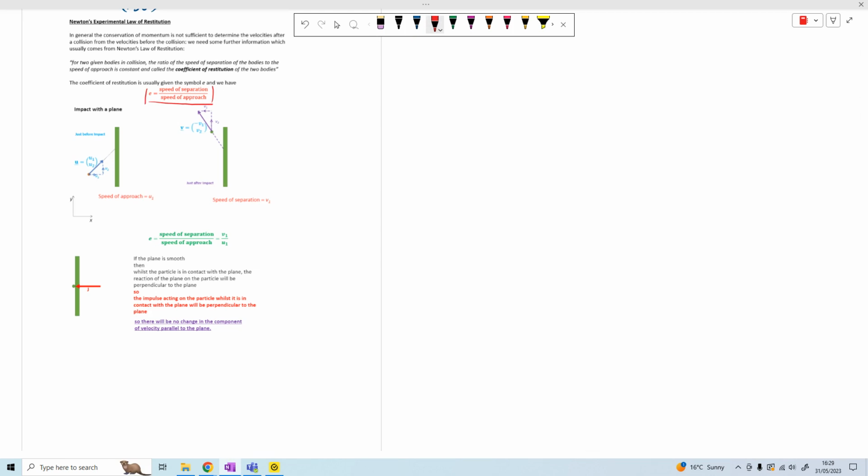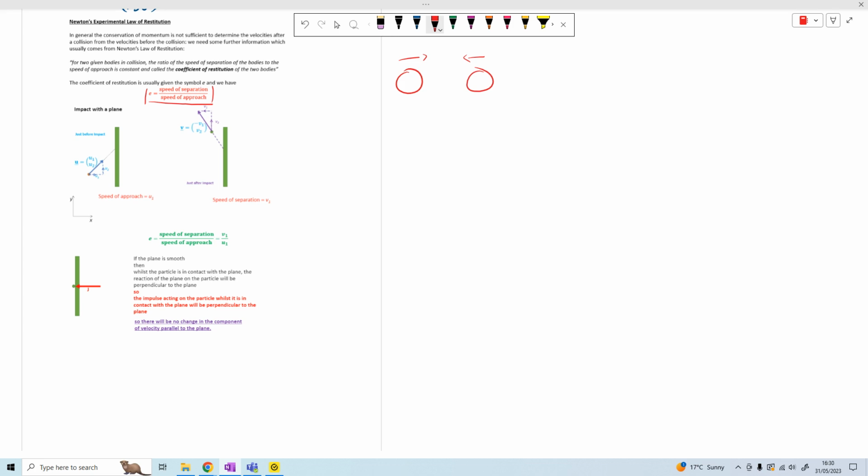Now when we had two particles just collided straight on like we did before, it was nice and easy to figure out what my approach was and what my separation was. However, we're going to have some vectors involved now. We're going to look at two different scenarios. The first one, which is this video, is going to be impact with a plane, so that's like with the floor or with a vertical wall like this.